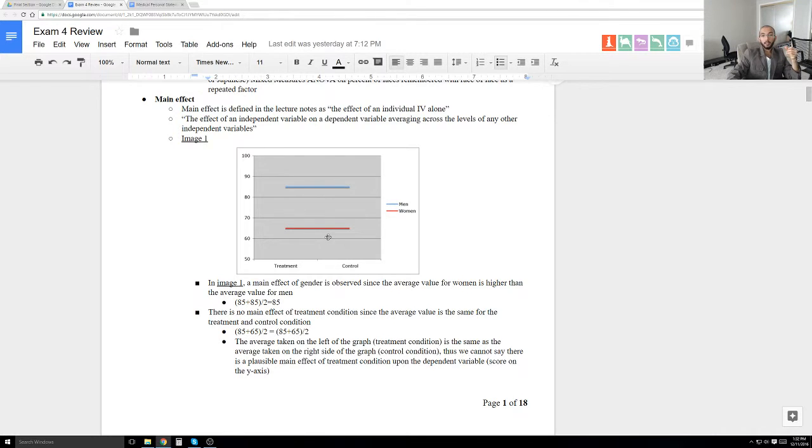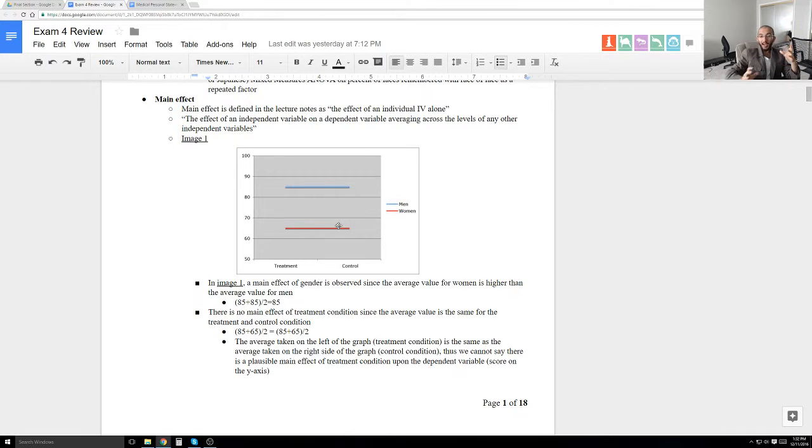In image 1, if you take the average value for men, it's going to be somewhere up here. It's going to be 85, right? If we just look at it, all the values are 85. The average of a data set where all the data points are 85 is going to be 85. For women, the average is going to be 65. And it's that way across control groups. Now, because the average for men is higher than the average for women, there is a main effect of gender.